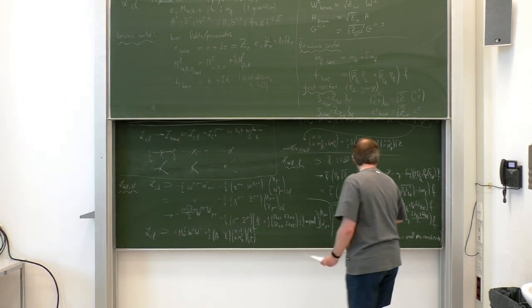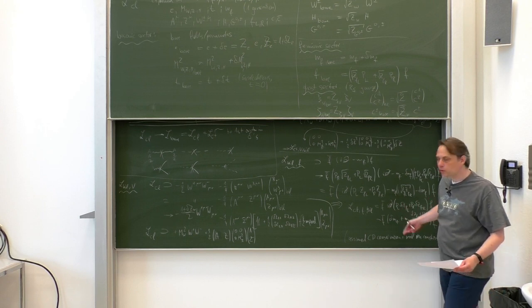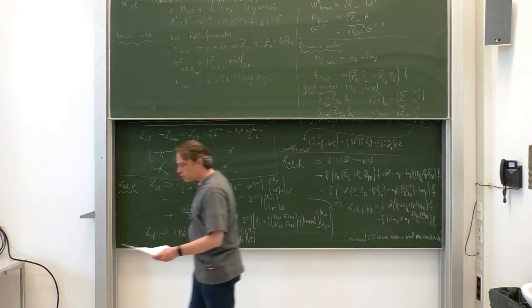So, but that is the fermion part, which is maybe the simplest, and from this we can also immediately read off the counterterm Feynman rules.